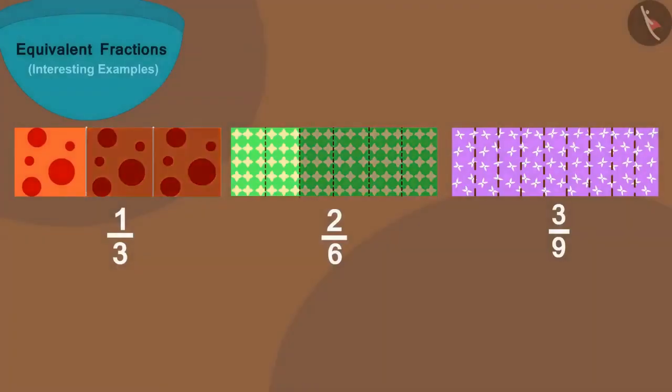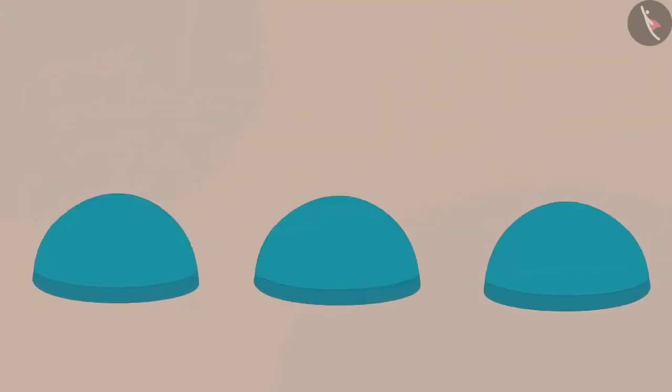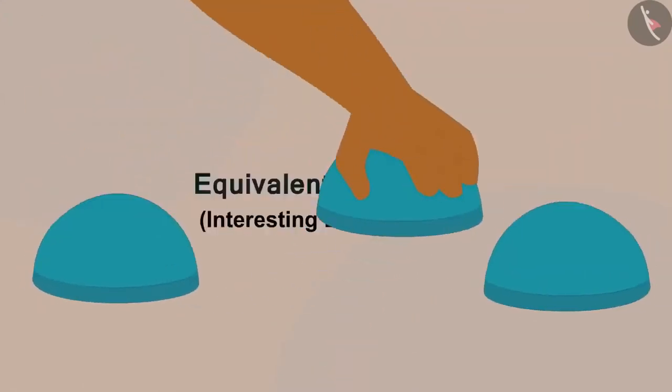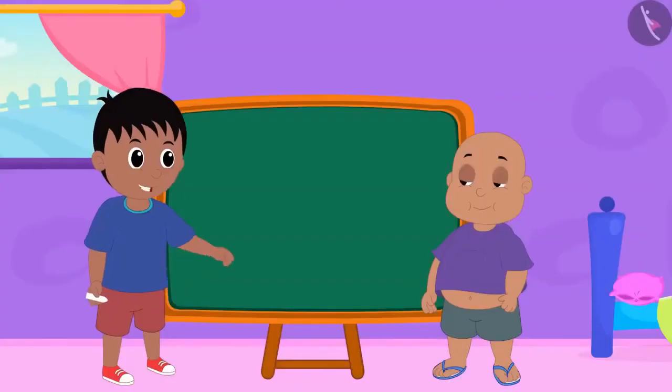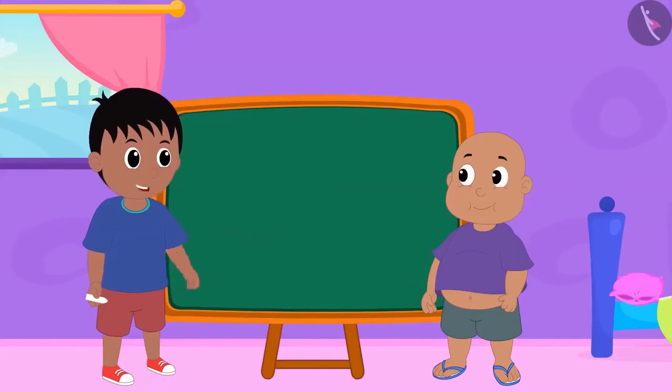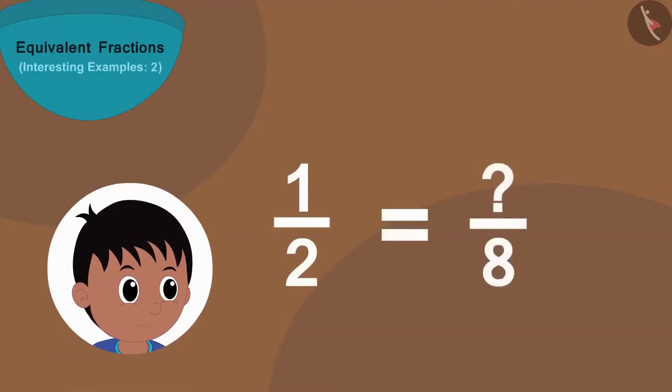Hello children! In the last video, we saw some interesting examples of equivalent fractions. In this video, we will learn more about it through some more interesting examples. Today, Raju and Bablu are playing a unique game. Raju will write a fraction. Then, he will write the number below the equivalent of that fraction. And Bablu will have to find the number above it.